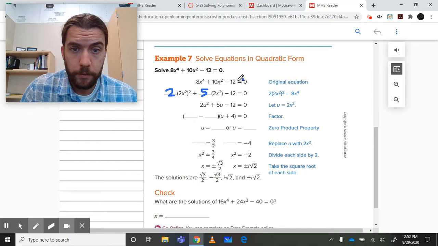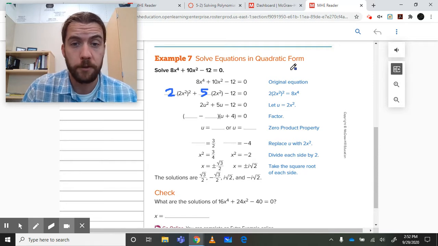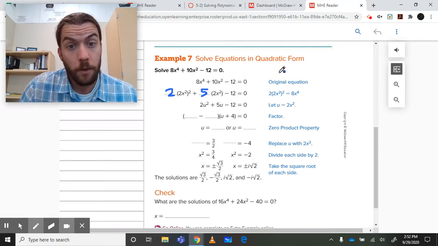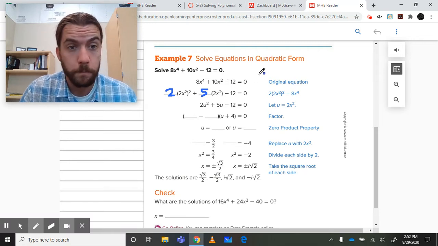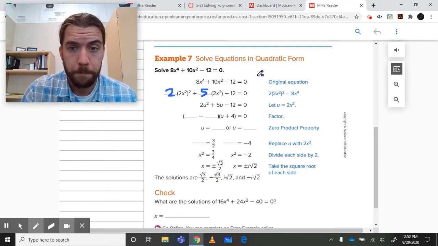But in their example, they're going to pull in a factor of 2 into their u value just to try to put as much into it as possible. You don't have to do that. You could have just said that u was x squared and x to the fourth was u squared. And then you'd have 8u squared plus 10u minus 12 equals 0. Take that into the quadratic formula.